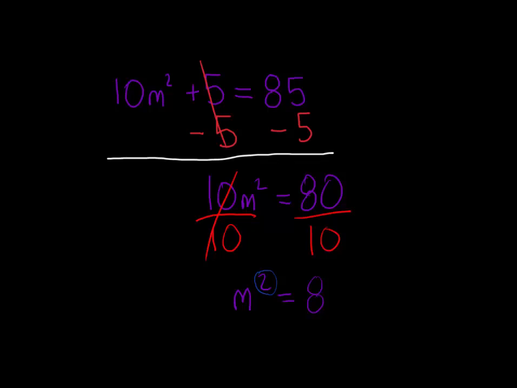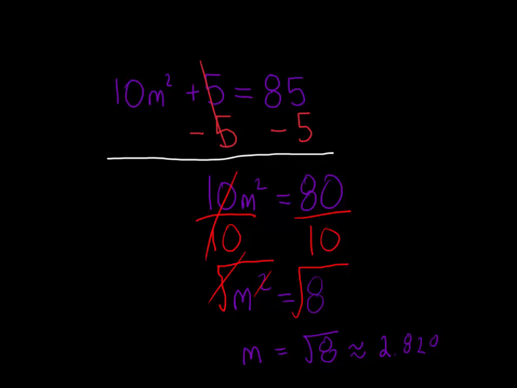It's an m squared, and the way you undo the squaring operation is with its inverse, the square root. So take the square root of both sides. And the square cancels with the square root, leaving m equal to the square root of 8, which is about 2.828. And then since it's irrational, it'll continue on.